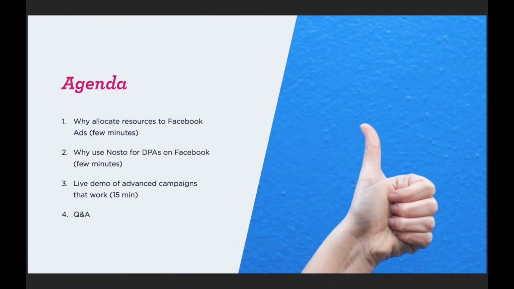And I'll just go over the agenda for today. So we're going to spend a couple minutes talking about why you should be allocating resources to Facebook. We're going to talk about why you should use Noster specifically for your dynamic product ads. And then we're going to do a live demo. This is kind of the juicier part. We're going to be going into the interface, doing a deep dive of custom audiences and our different kinds of ad options, and then at the very end we'll have some time for Q&A.